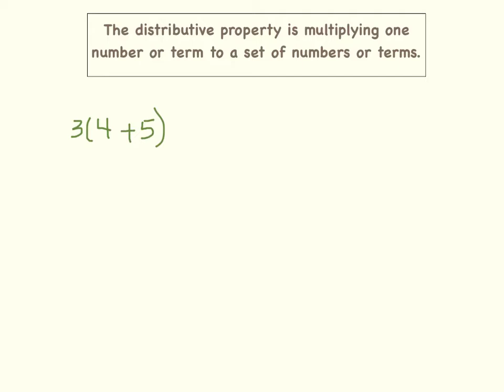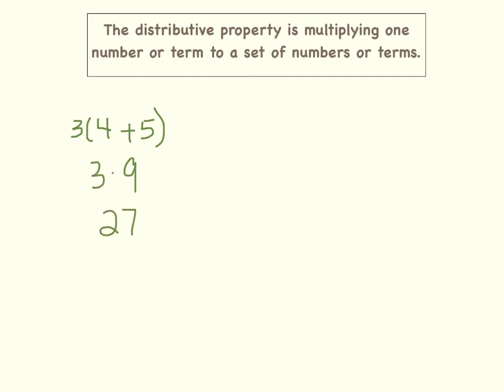Now, when you're using order of operations, we are taught to look at the parentheses first. And because these two numbers right here are like terms, we don't actually have to use the distributive property. We could just say 4 plus 5 is 9, and then say 3 times 9 is 27.